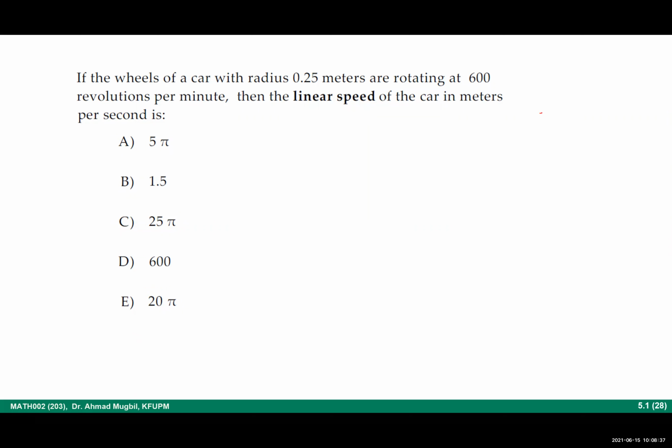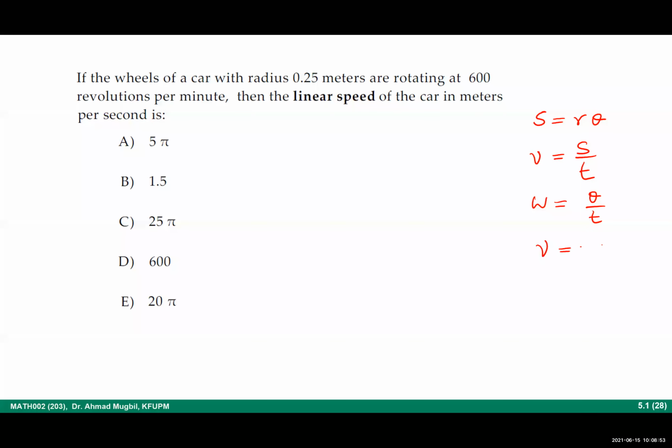What we have: S equals R theta. We have nu equals S over T. We have omega equals theta over T. We have also nu equals R omega. I think these are the most important ones that we are using.